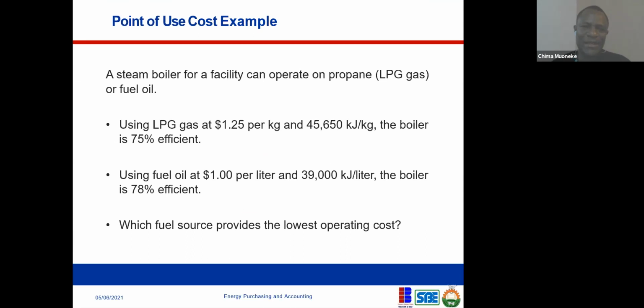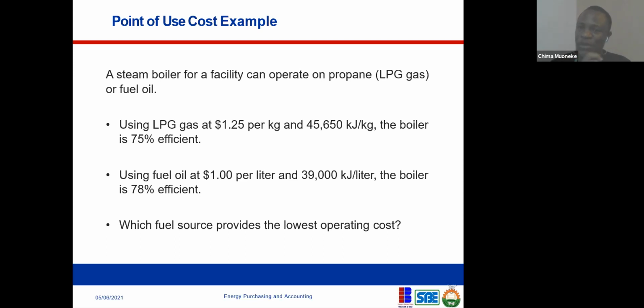So this is an example. A steam boiler for a facility can operate on propane, which is an LPG gas, or fuel oil, okay? Now the question: which one would you recommend? Using LPG gas, this is the cost of LPG gas. It costs $1.25 per kilogram. And each kilogram contains 45,650 kilojoule of energy. Now this boiler is 75% efficient.